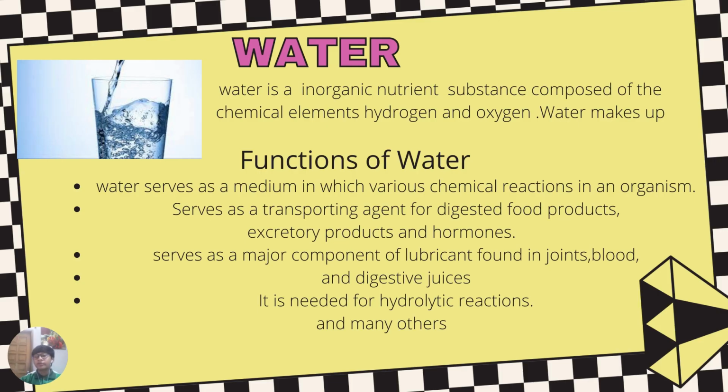Now we are going to talk about a very important nutrient, which is water. Water is an inorganic nutrient substance composed of the chemical elements hydrogen and oxygen. The hydrogen and oxygen are present in the same ratio, that is 2:1. Water makes up about 70% of the body weight of a human.